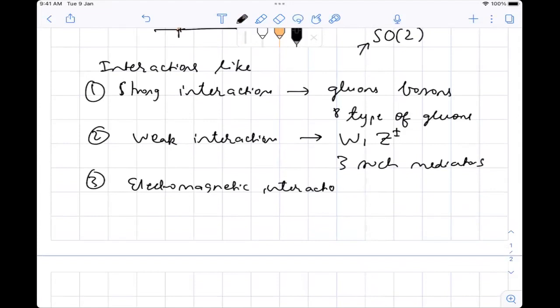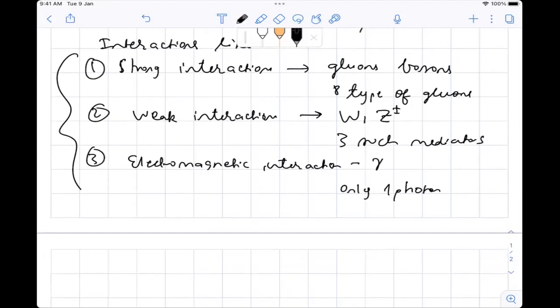So for the electromagnetic interaction, as you know, you have just 1 photon. So that's fine, okay? But we study these interactions based on some sort of symmetry operation, or something that does not change when you make some changes in the system Lagrangian, for example. It turns out that the symmetry group we use to study the strong interaction is SU3. For this it is SU2. For this it is U1.